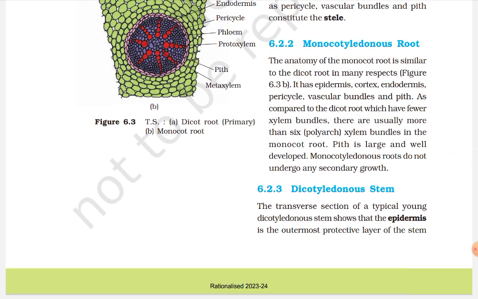Monocotyledonous root. The anatomy of the monocot root is similar to the dicot root in many respects. Figure 6.3b. It has epidermis, cortex, endodermis, pericycle, vascular bundle, and pith. As compared to the dicot root, which has fewer xylem bundles, there are usually more than 6 polyarch xylem bundles in the monocot root. Pith is large and well developed. Monocotyledonous roots do not undergo any secondary growth.